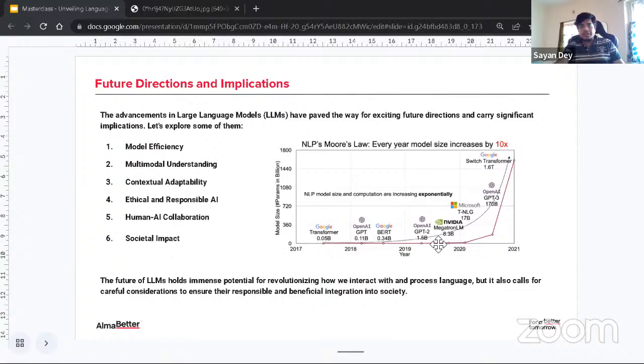Until 2020, we had Microsoft Turing NLG, a 17 billion parameter model. Then we had GPT-3, a 170 billion parameter model, which is almost 10 times larger. Then in 2021, we had Google Switch Transformers, a 1.6 trillion parameter model. And even beyond that, we have ChatGPT also coming. So a lot of advancements have happened in this particular field.